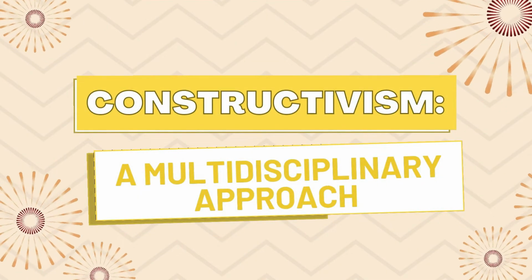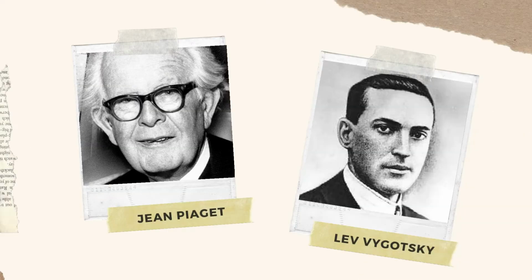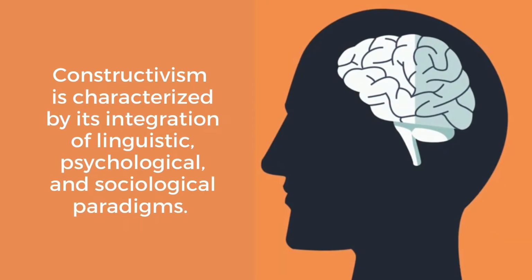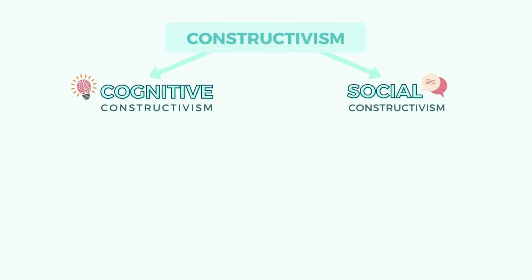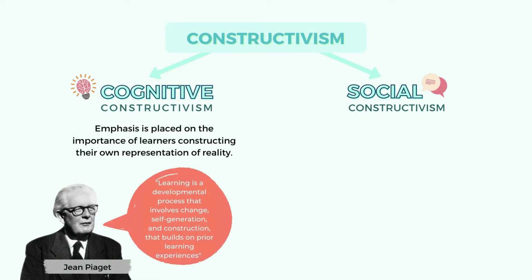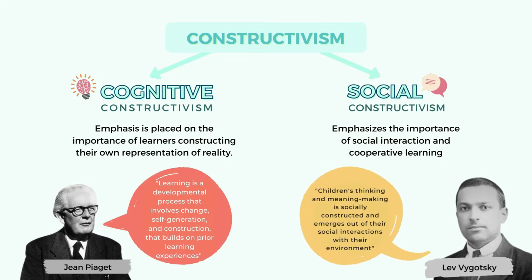Constructivism, a multidisciplinary approach. Jean Piaget and Lev Vygotsky are names often associated with constructivism. A refreshing characteristic of constructivism is its integration of linguistic, psychological, and sociological paradigms. Constructivism has two branches, cognitive constructivism and social constructivism. In the cognitive version of constructivism, emphasis is placed on the importance of learners constructing their own representation of reality. Social constructivism emphasizes the importance of social interaction and cooperative learning in constructing both cognitive and emotional images of reality.